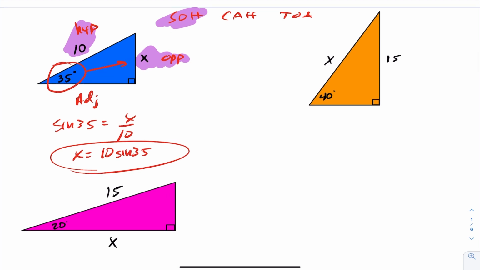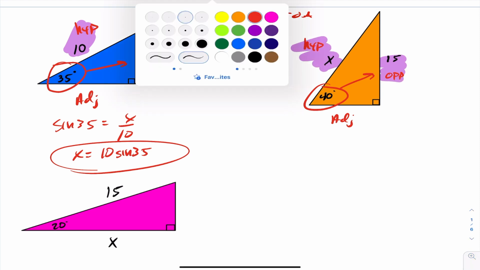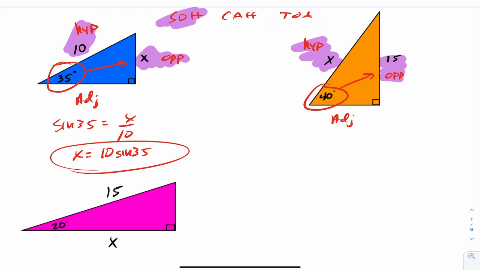Okay, let's try the next one. Same idea here. That's my reference angle. Directly opposite is going to be labeled opposite. Across from the 90 is your hypotenuse, and the leftover is your adjacent. This involves the O and the H again. So this is going to be a sine question once again. So this is going to be the sine of 40 degrees equals opposite over hypotenuse.